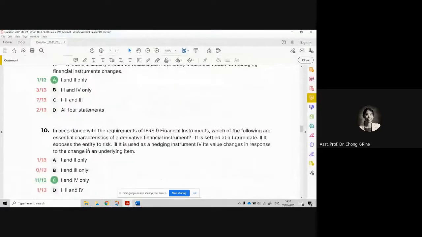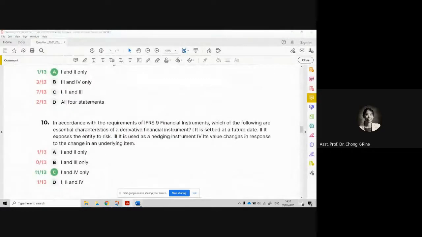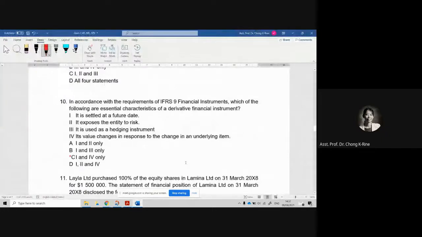Oh yeah, almost everyone got it correct. Okay, now we have only three characteristics. It is settled at a future date, and it has minimal or no amount at inception. It does not require any initial payment, or only a minimum payment, right? And then the value changes in response to the change in an underlying item.